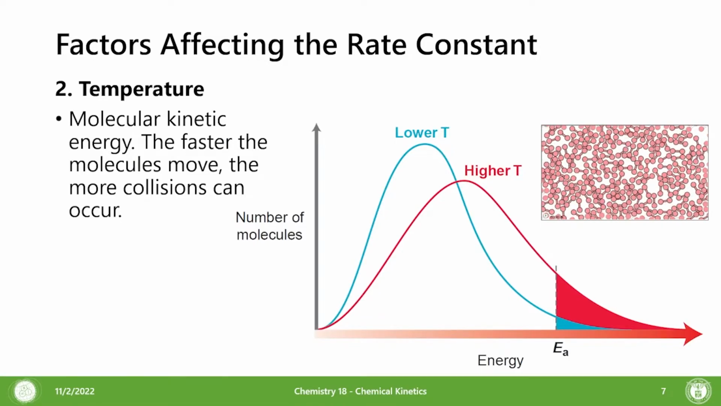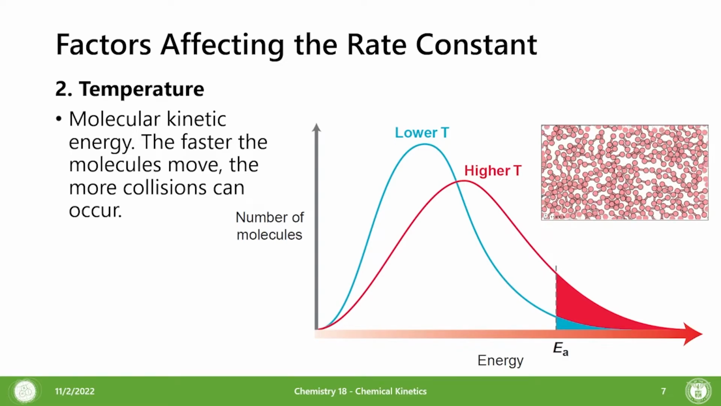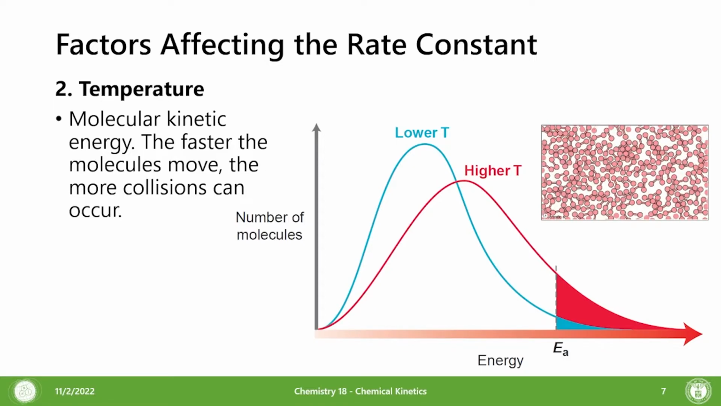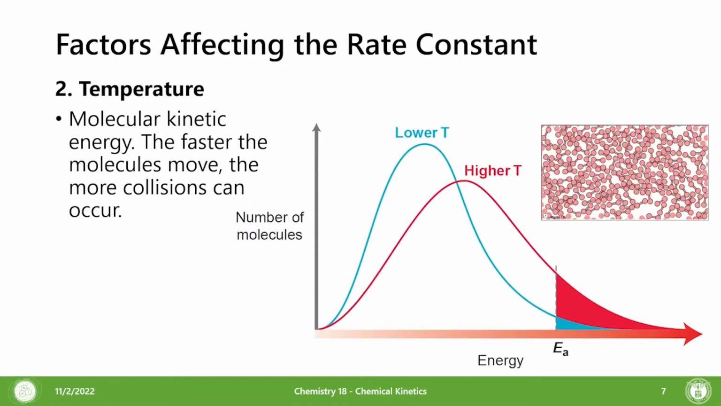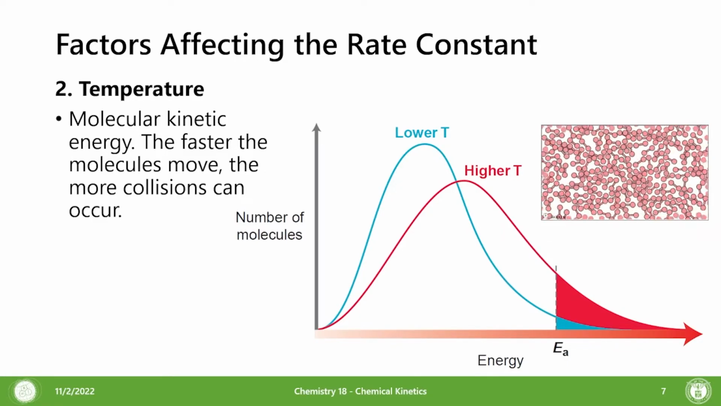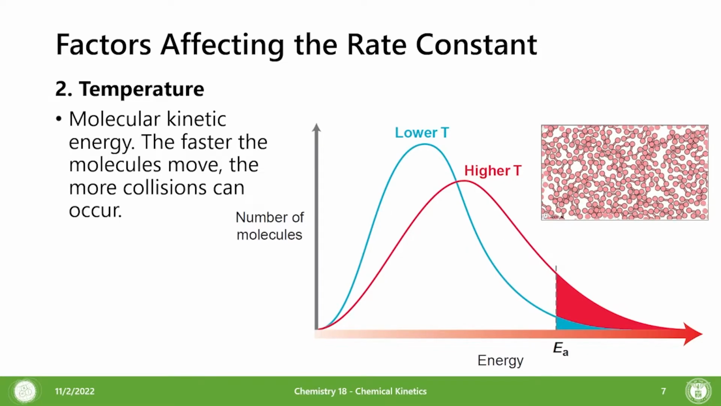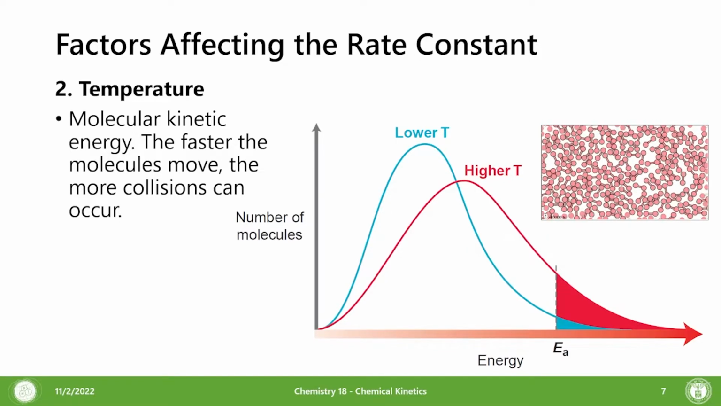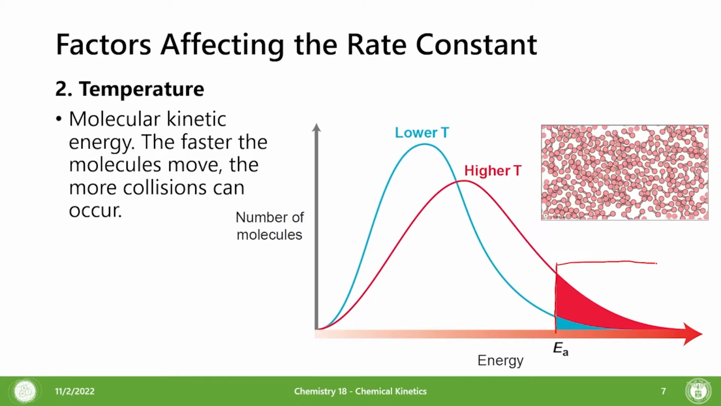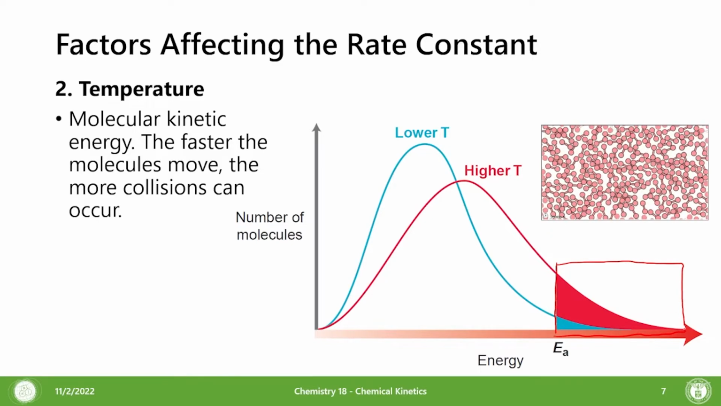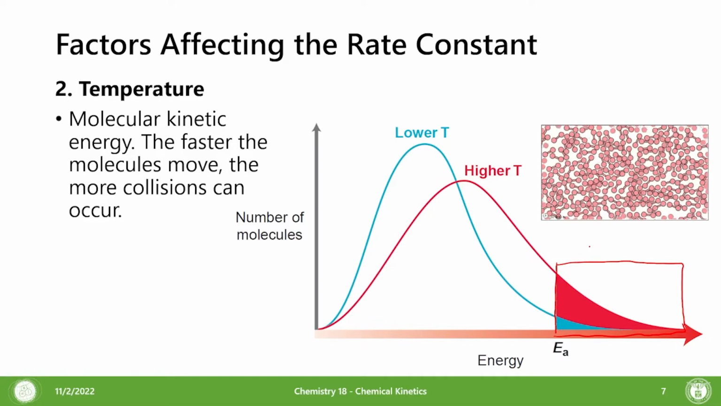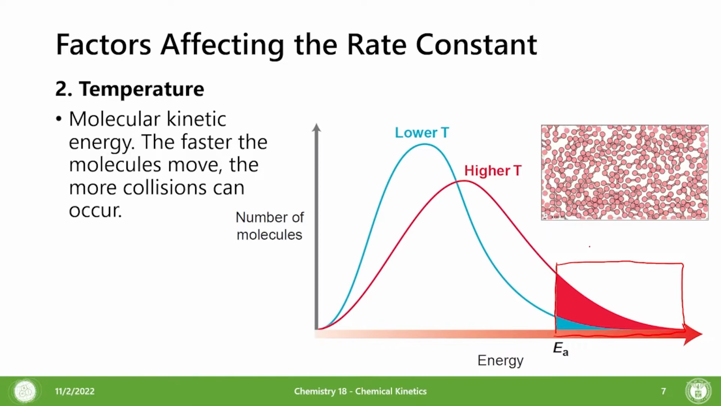And speaking of temperature, temperature also directly affects the rate constant by the kinetic movement of your particles. Since temperature is really just molecular kinetic energy, the faster that your molecules move, the more collisions that can occur. If we have a higher temperature, more of these particles are within the range of our activation energy, and therefore our rate proceeds faster. And of course, that's followed by the rate constant, which means that we increase the rate by increasing the rate constant.